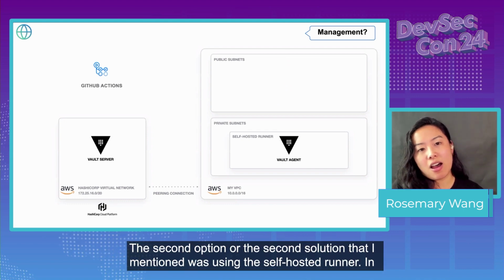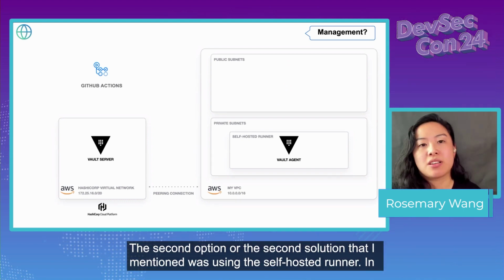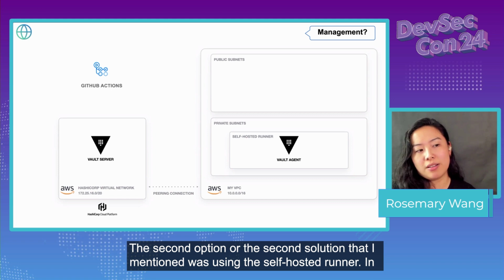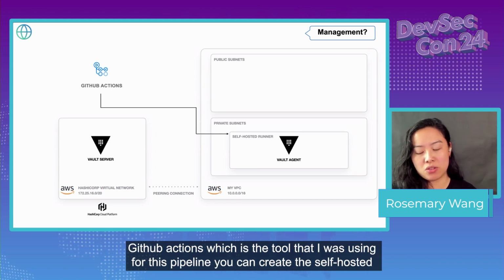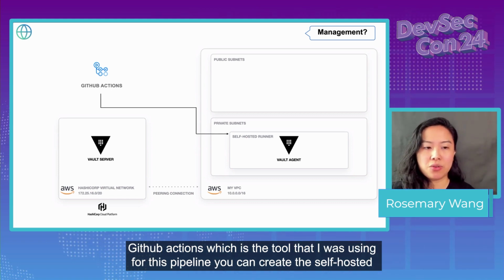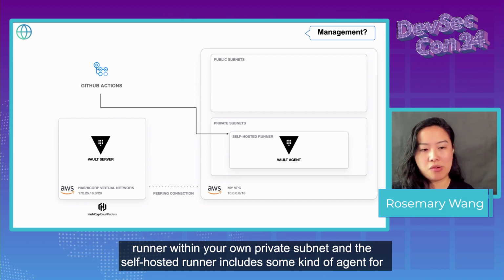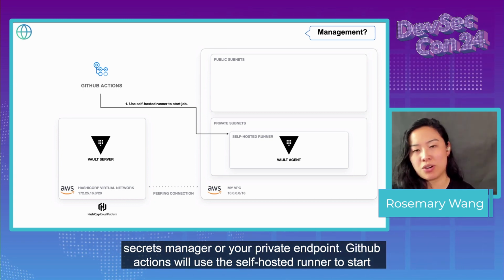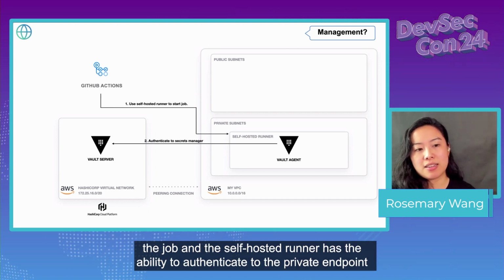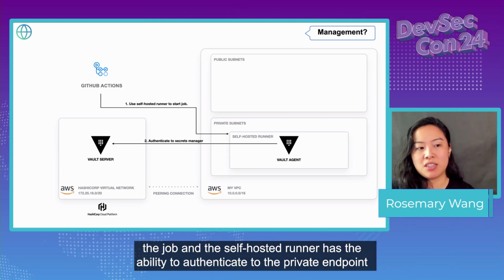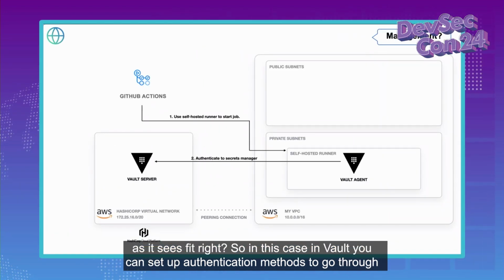The second option, or the second solution that I mentioned, was using the self-hosted runner. In GitHub Actions, which is the tool that I was using for this pipeline, you can create the self-hosted runner within your own private subnet. And the self-hosted runner includes some kind of agent for secrets manager or your private endpoint. GitHub Actions will use the self-hosted runner to start the job. And the self-hosted runner has the ability to authenticate to the private endpoint as it sees fit, right?